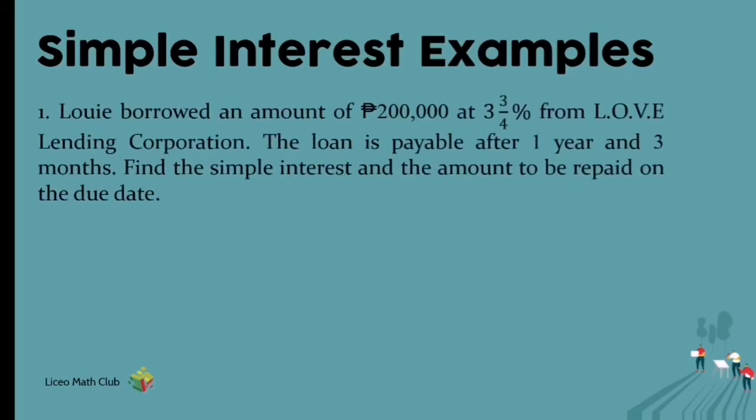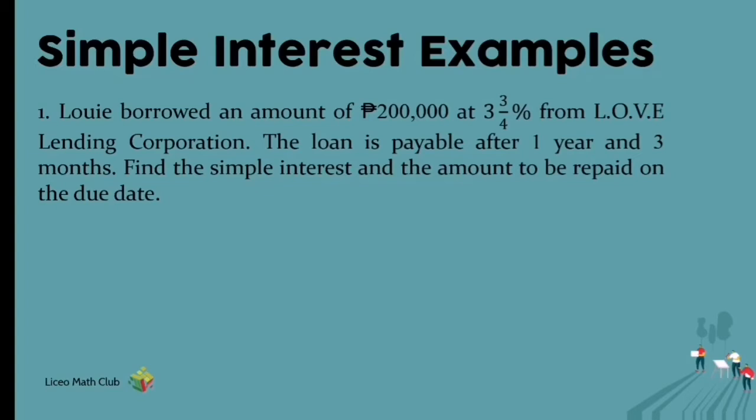Louie borrowed an amount of 200,000 pesos at 3 3/4% from L.O.V.E Lending Corporation. The loan is payable after 1 year and 3 months. Find the simple interest and the amount to be repaid on the due date.